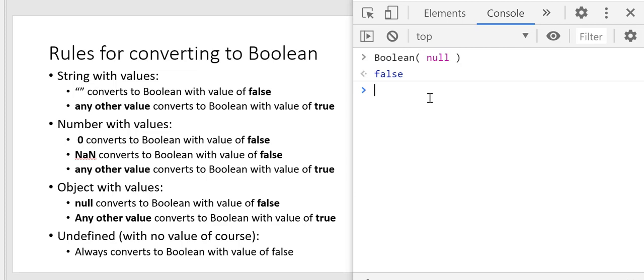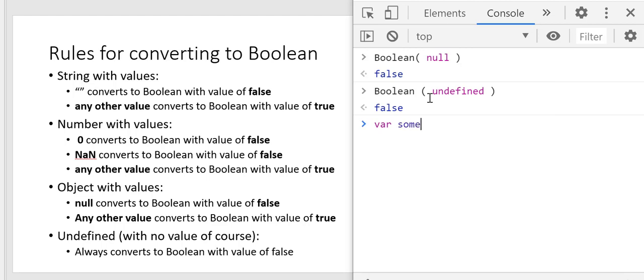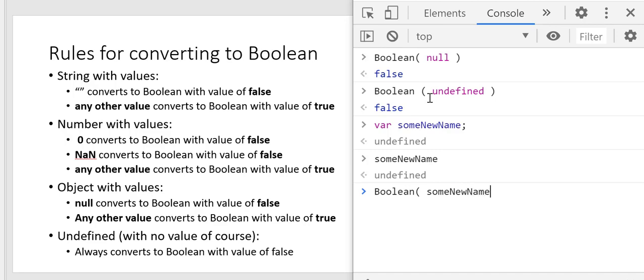Our last type that we need to look at for converting to Boolean is undefined. And of course, undefined has no value, and undefined converts to false. So if we had a Boolean and we passed in the keyword undefined, it will return false. We could also declare a variable, which is some new name that we haven't used before. And if we check and make sure that some new name isn't defined yet, when we convert that some new name, you'll see it will give us false.